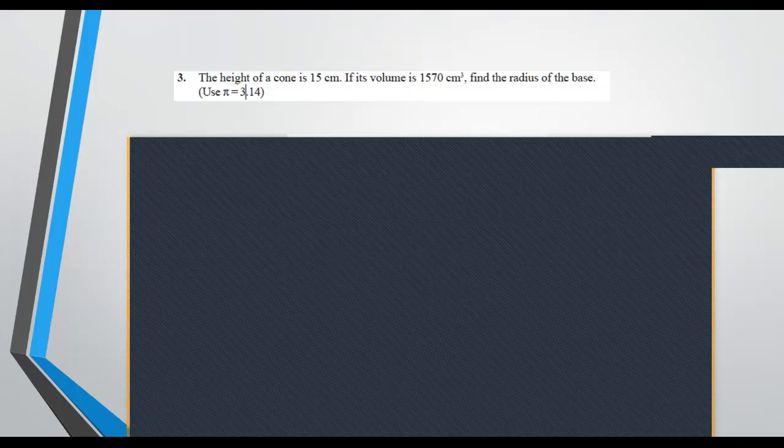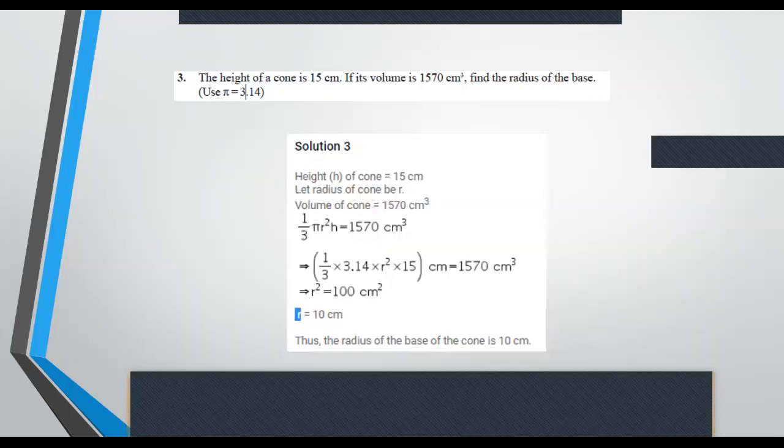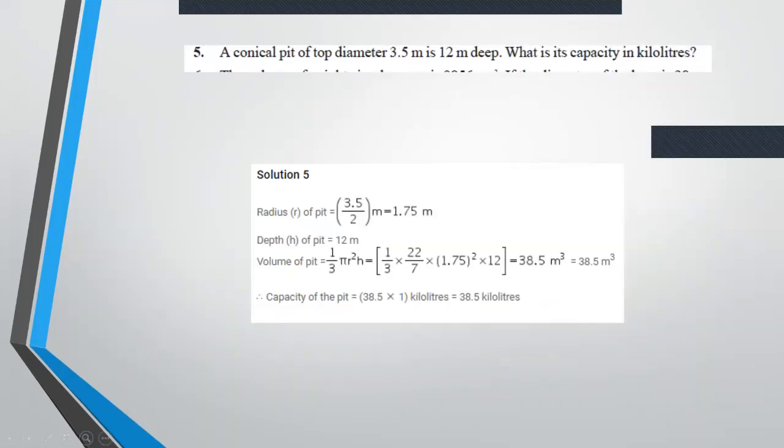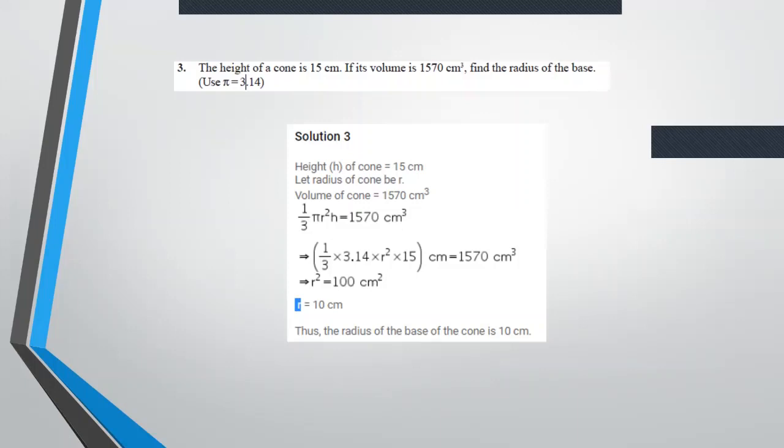Ma'am, R is 10 centimeter. Yes, it is. Others wind up faster. We'll go to question number 5 now. All those who have finished the 3rd one can move to the 5th one.